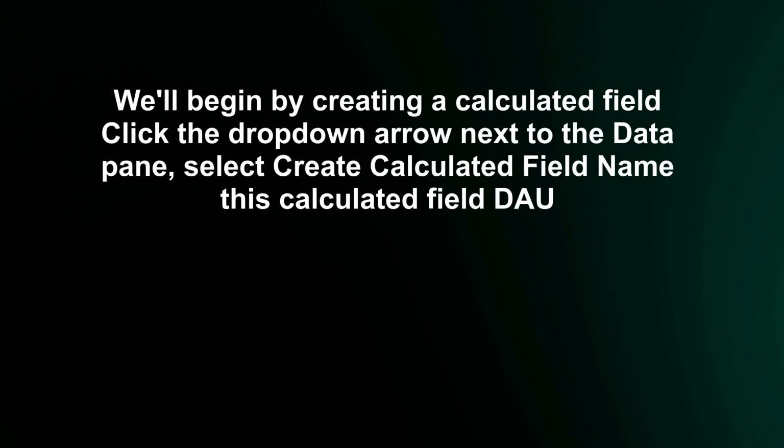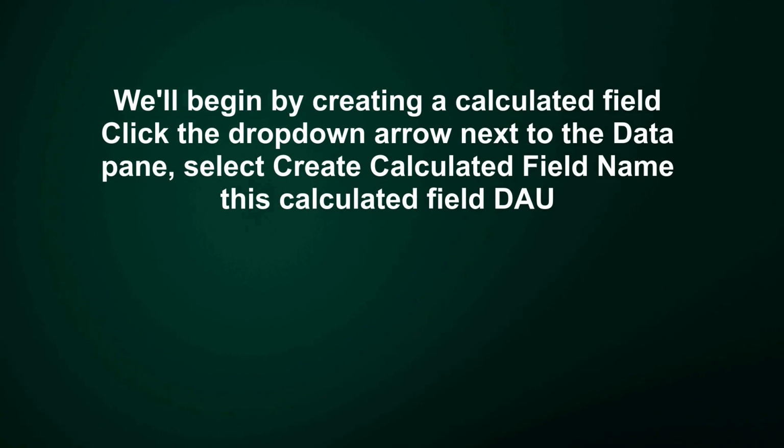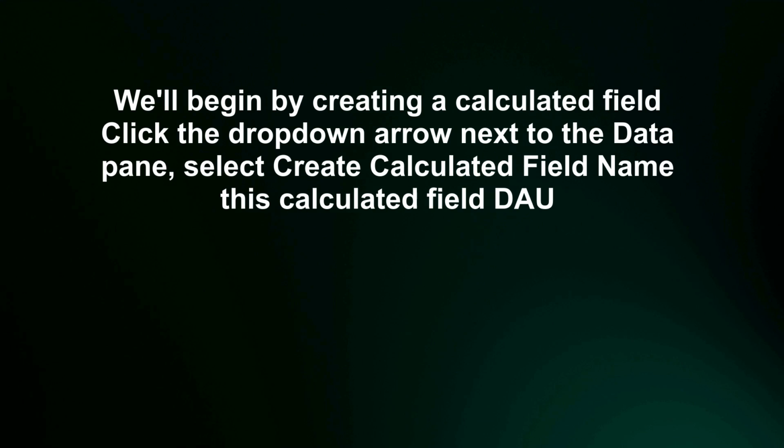We'll begin by creating a calculated field. Click the drop-down arrow next to the data pane. Select Create Calculated Field. Name this calculated field DAU.